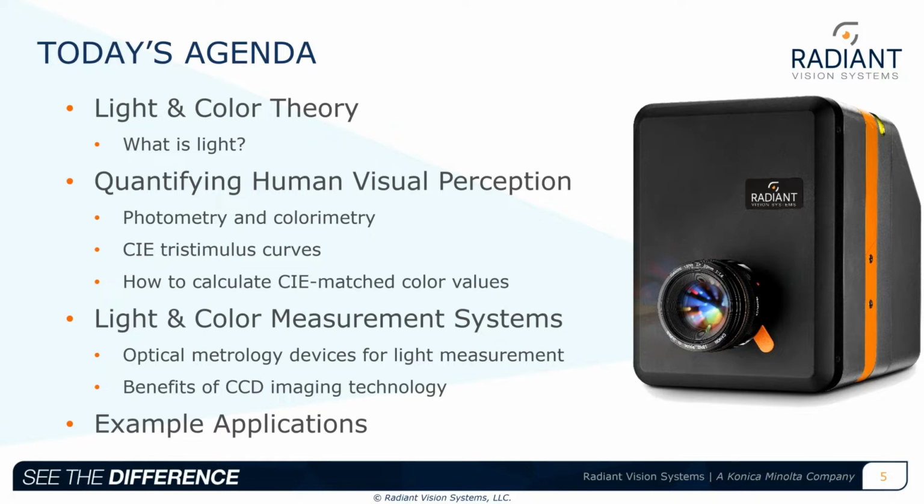Next, we're going to transition into talking about light and color measurement systems. So the equipment that is needed for the metrology of light and color measurements, getting into some of the benefits of CCD imaging technology. At the end, we're going to touch on some example applications where you can take light and color measurement into the lab and onto the production line.